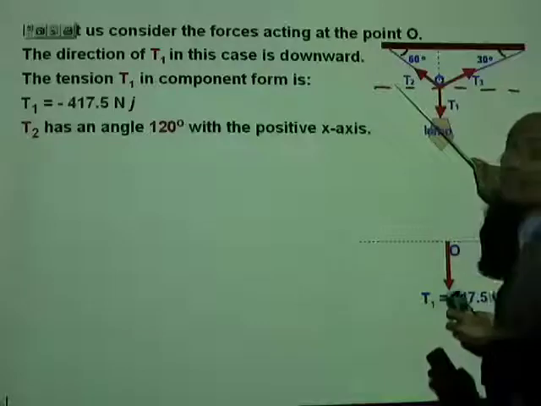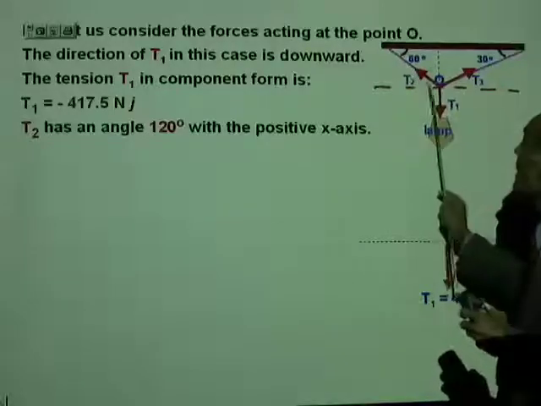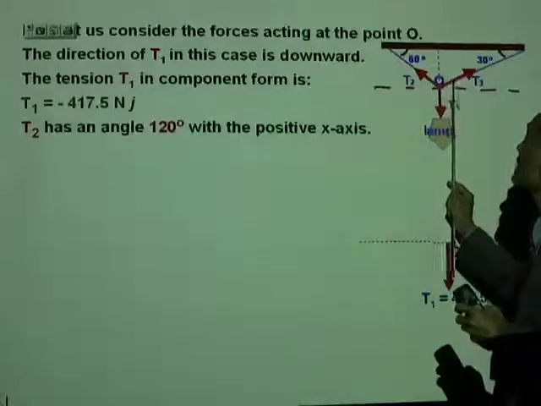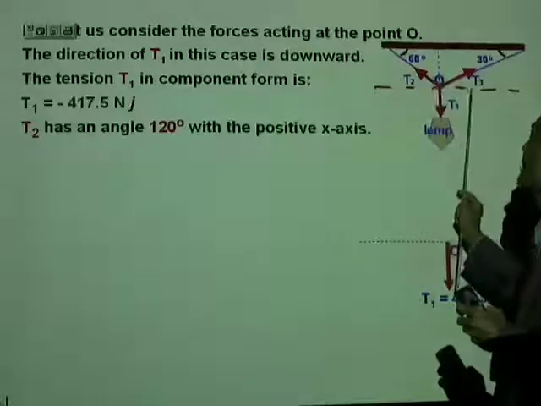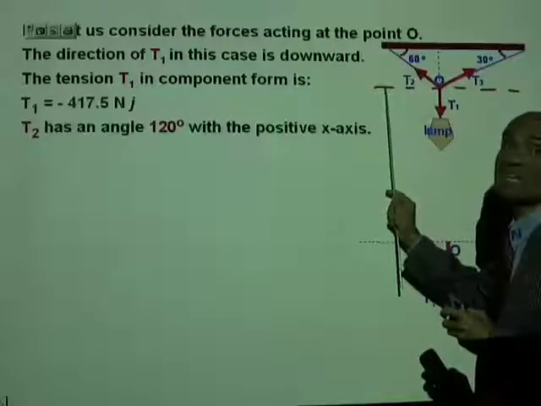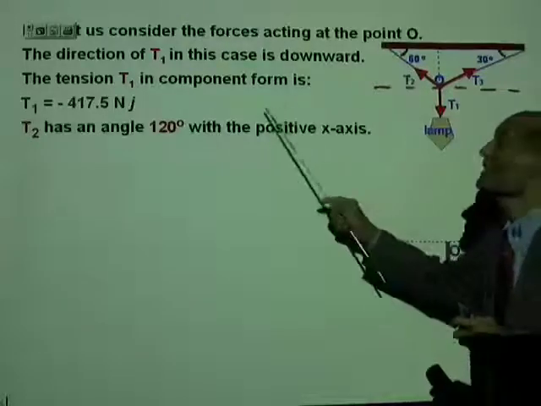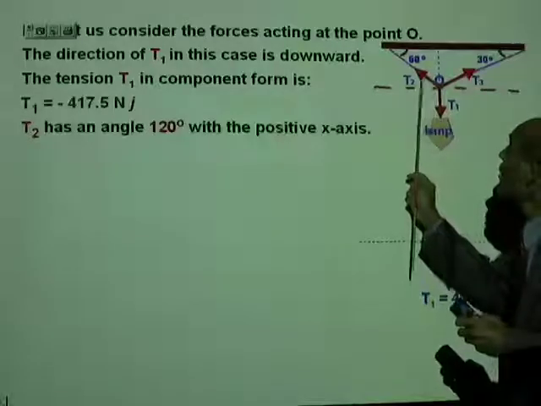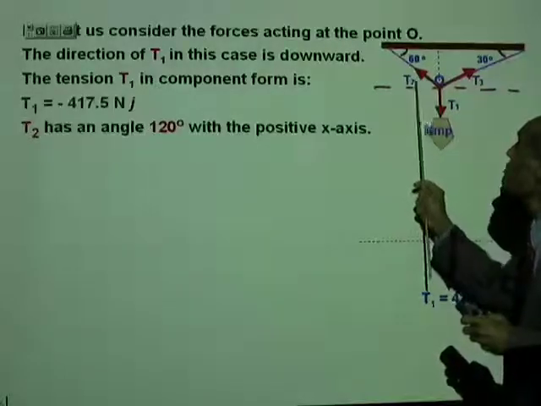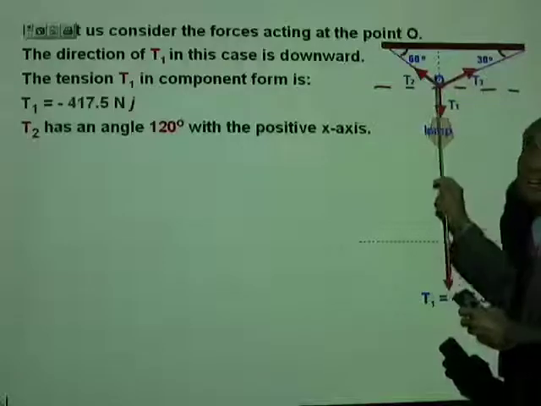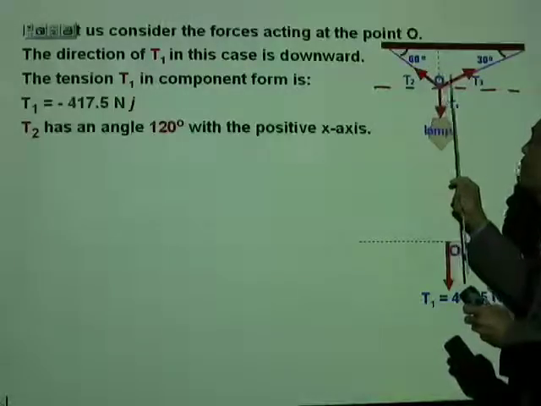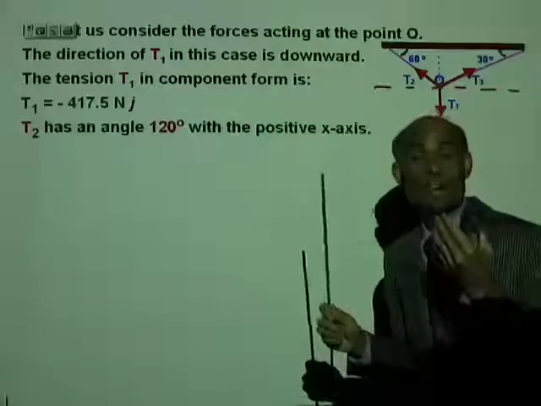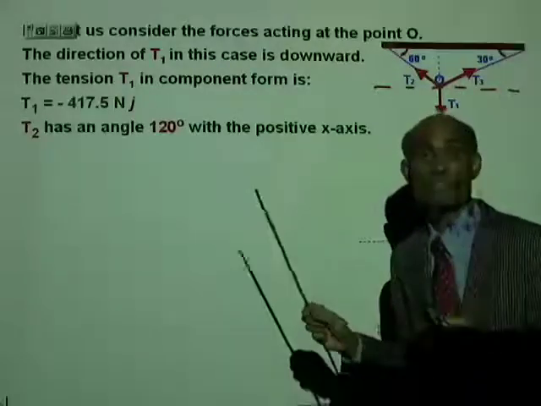Is that right? Yes. And the angle made by T2 with the x-axis is this angle. That will be 180 minus 60, that is 120 degrees. So the angle made by the vector T2 with the x-axis is 120 degrees. It's very important to recognize the direction of each vector.